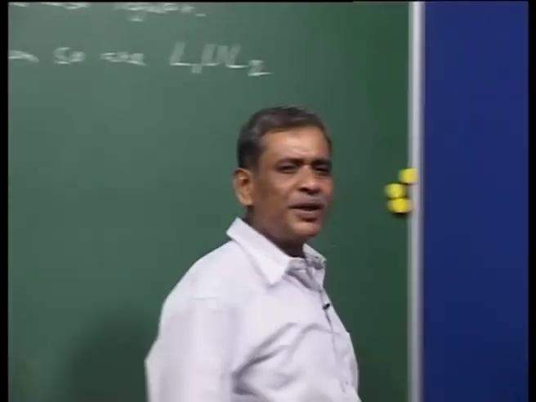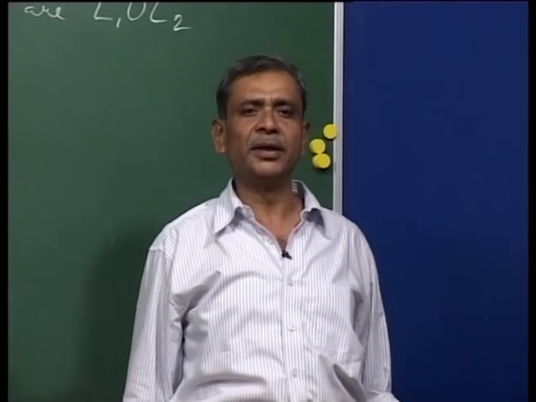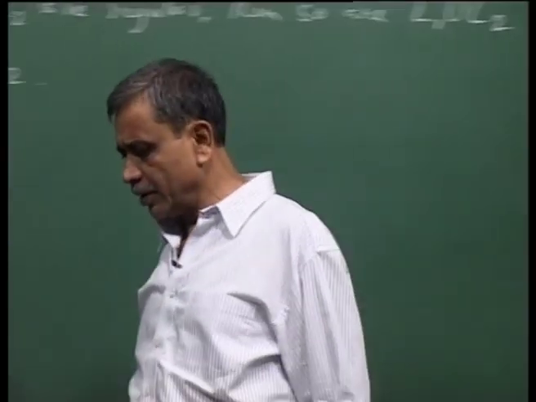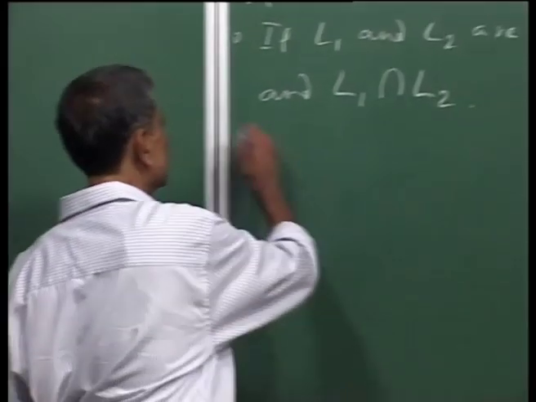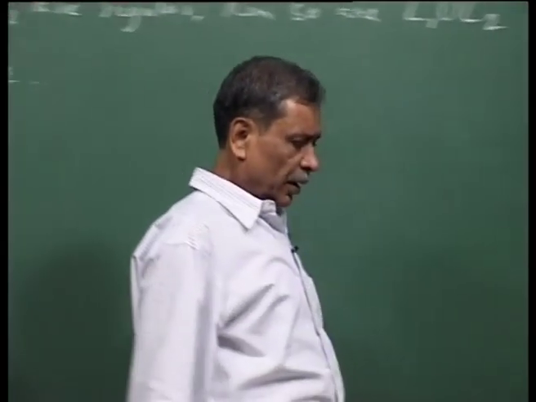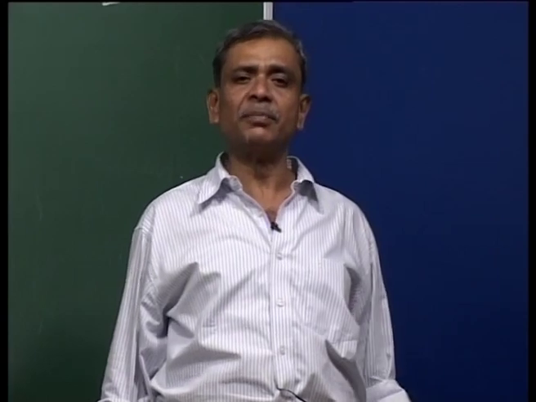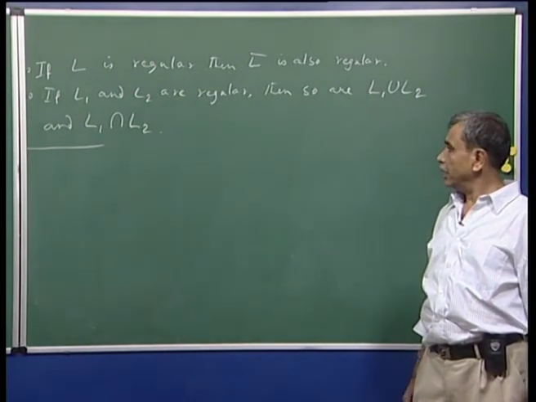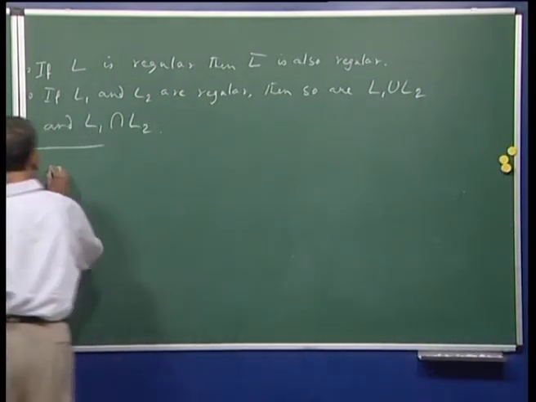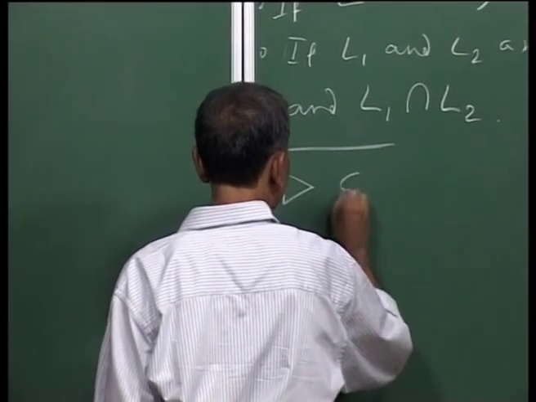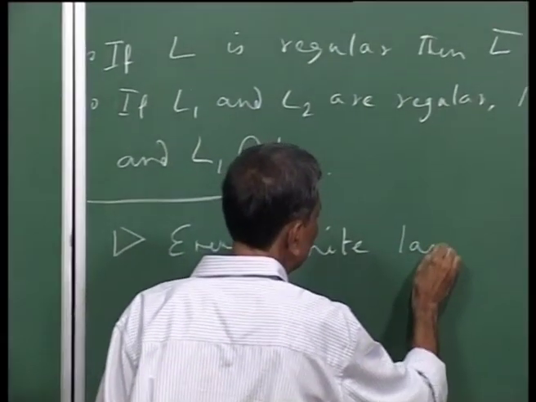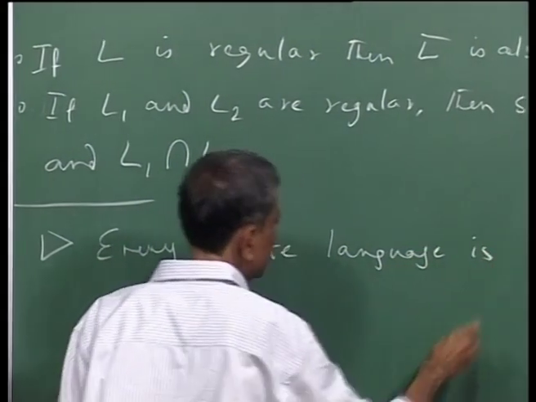Besides this, we have also seen a couple of very simple examples of regular languages, like binary strings in which we have even number of zeros. Also, we took the example that binary strings in which the number of zeros as well as number of ones, both these numbers are even. And it is fairly simple to prove that every finite language is regular.